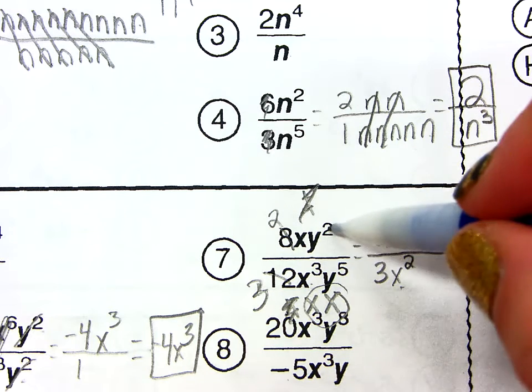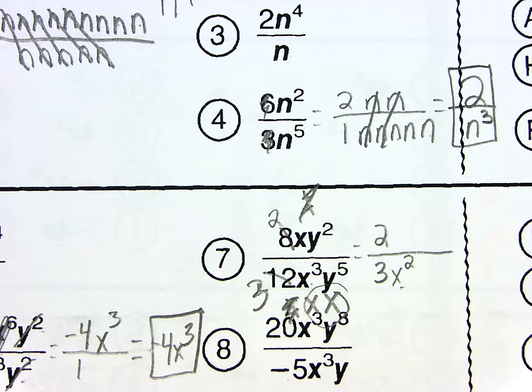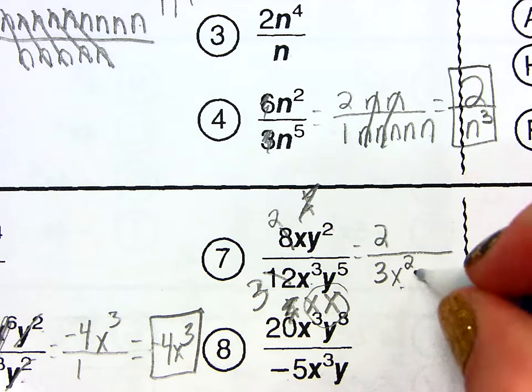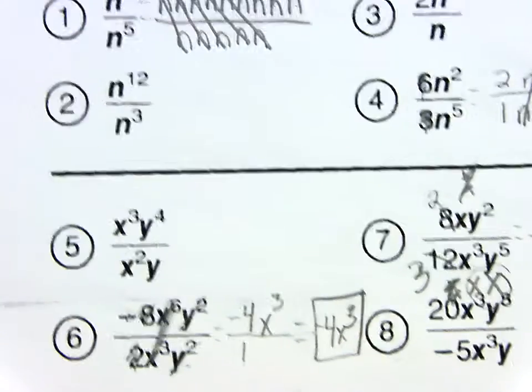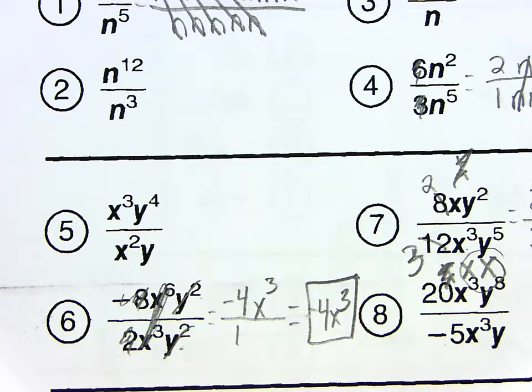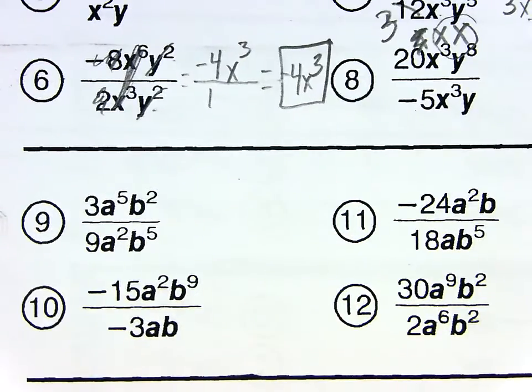And then do the same thing with the y's. You have 2 on top, 5 on the bottom. Cancel them all out, and you're left with y to the third. That's it. Is this all right? Okay. Any other ones in this box? 5 or 8? 5 or 8 are okay? Okay. 9 to 12. How about these?